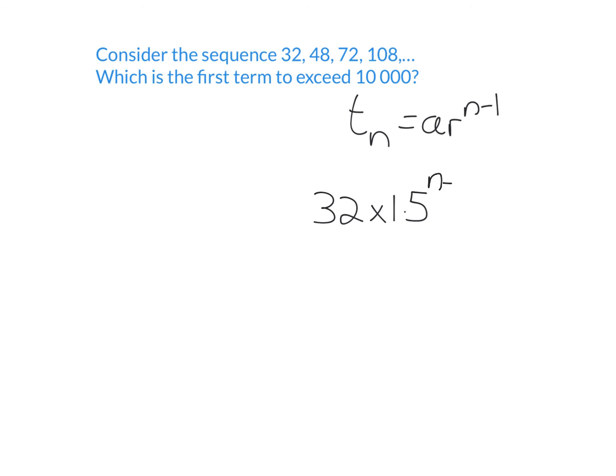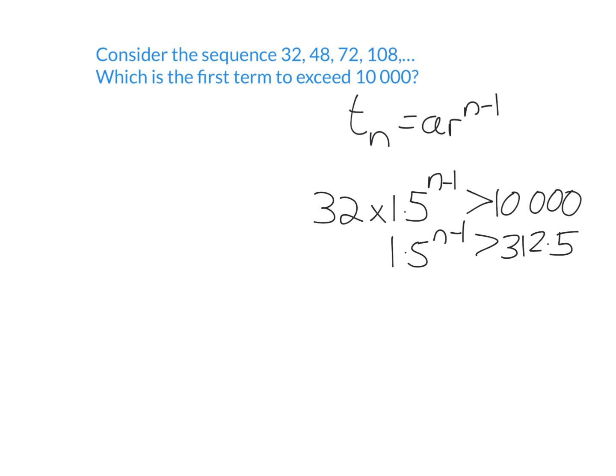So what we want is this, a r to the power of n minus 1, to exceed 10,000. So we're going to start by dividing each side by 32. Now we get 1.5 to the power of n minus 1 is greater than 312.5. The thing we want to find, the unknown, is part of the power. This is an exponential equation. So what you can do is you can graph y equals this, change that to an x, y equals this, and find their point of intersection, or we can use logs.